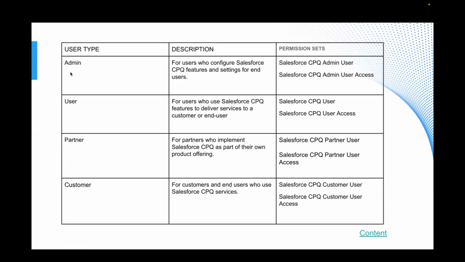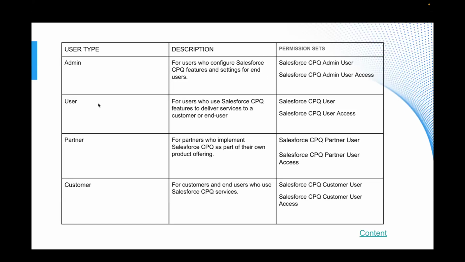Now, how do we manage which user gets the correct level of permission in Salesforce CPQ? Salesforce CPQ has provided some permission sets that come out of the box. The first permission set is for the admin user type. There are two permission sets for the admin user: Salesforce CPQ Admin User and Salesforce CPQ Admin User Access. To a particular user who would be making the configuration level changes, we would assign this CPQ Admin User or CPQ Admin User Access permission set.